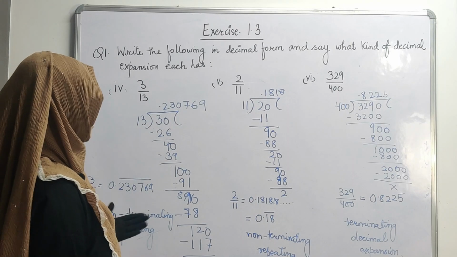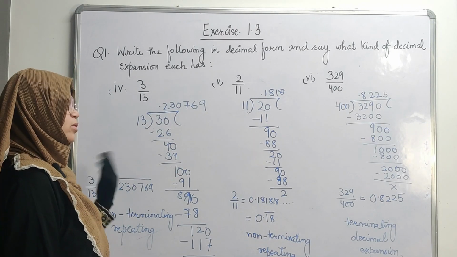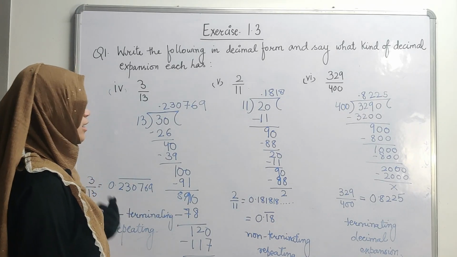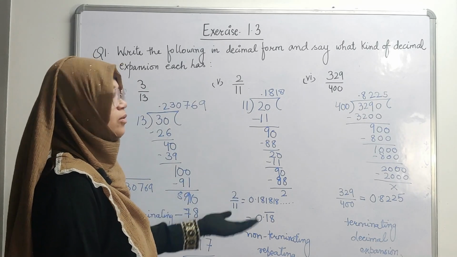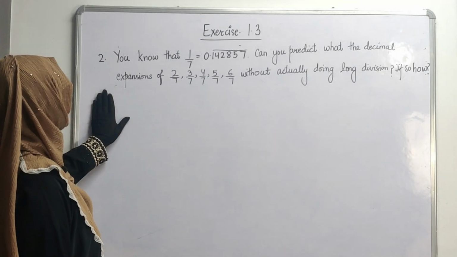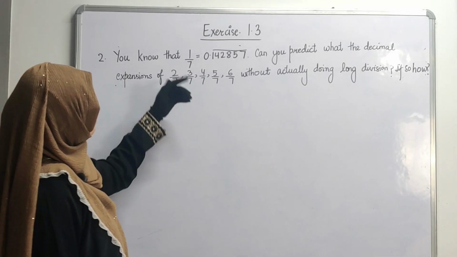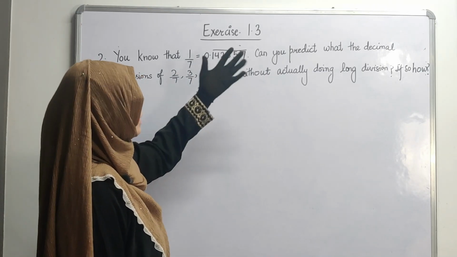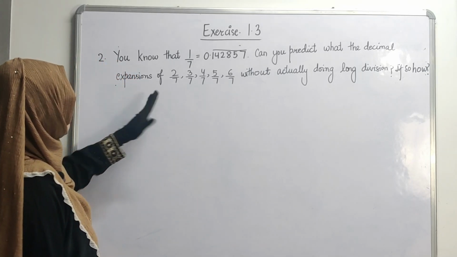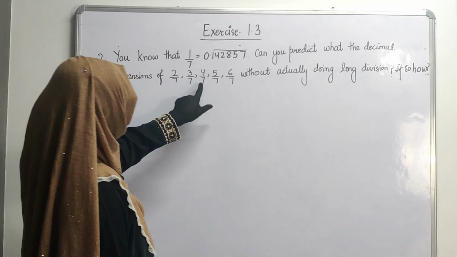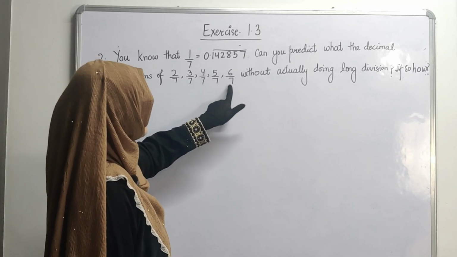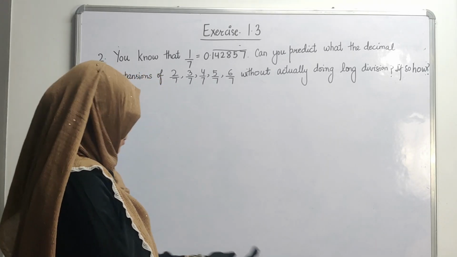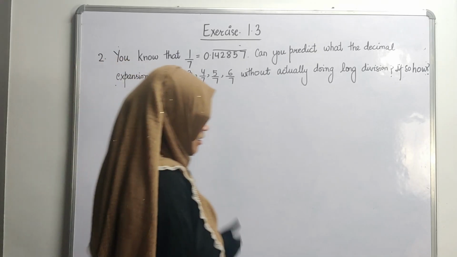So after the 6th question, I think it is clear to each one of you what decimal expansions are and how we can differentiate them as terminating, non-terminating repeating and non-terminating non-repeating decimal expansion. What is question number 2? You know that 1 upon 7 is equals to 0.142857. Can you predict what the decimal expansion of 2 upon 7, 3 upon 7, 4 upon 7, 5 upon 7, 6 upon 7 is without actually doing long division? If so, how?